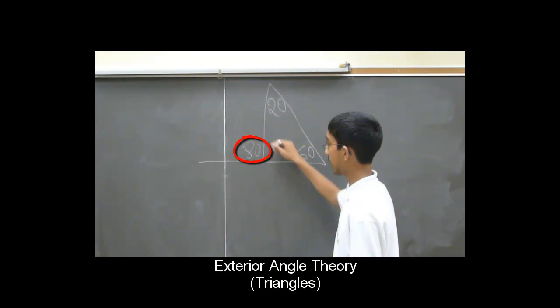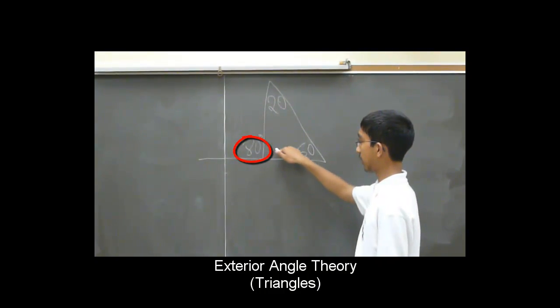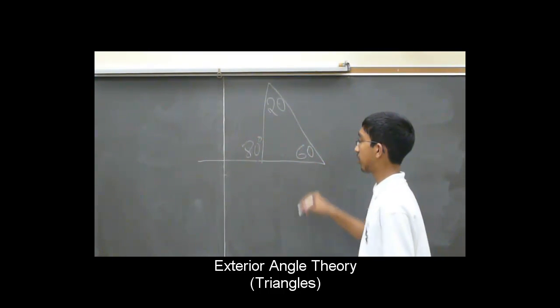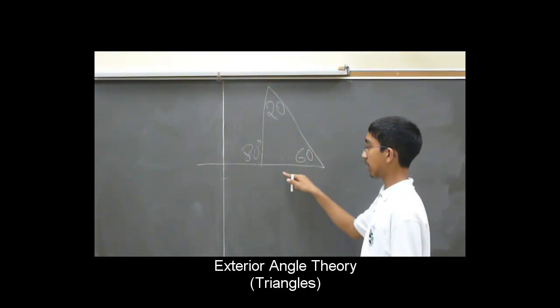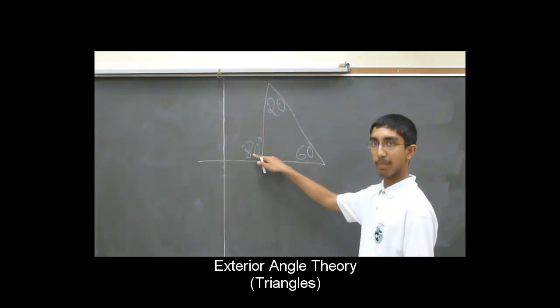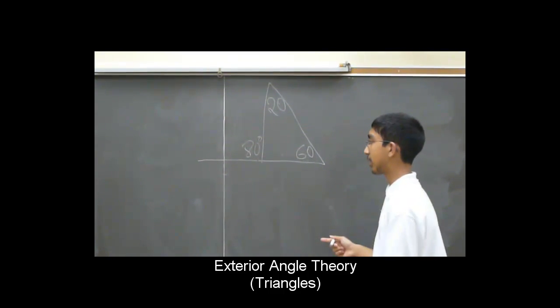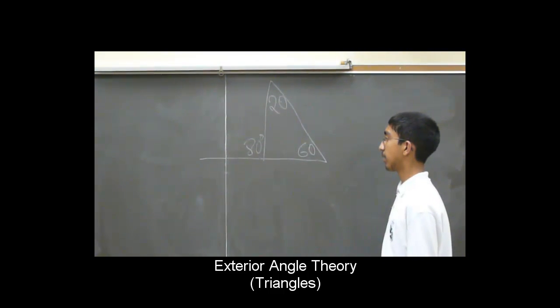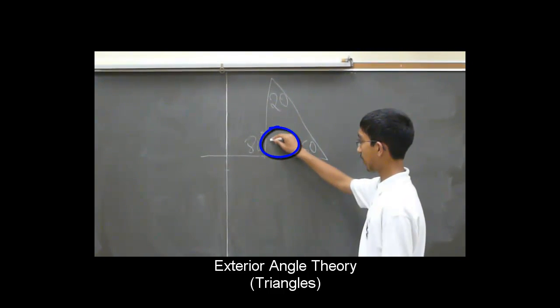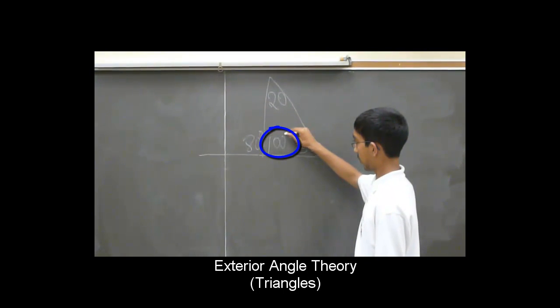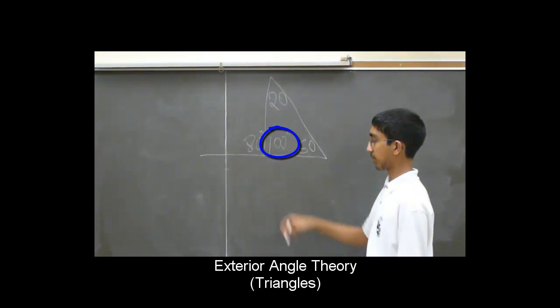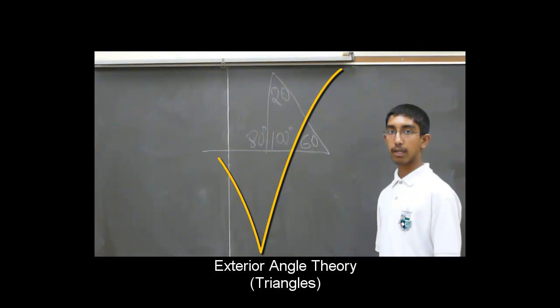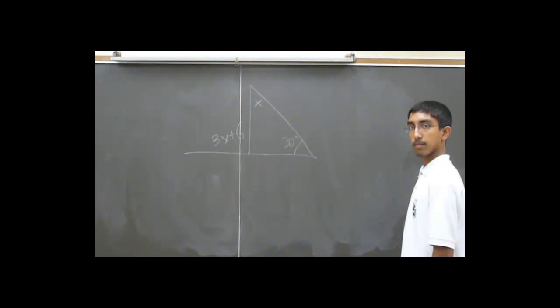Now let's go one step further and calculate this interior angle. Now there are two ways of doing it. One is by subtracting 80 from 180, or you can subtract from 180 by using these two angles as bases. So either way, you will get 100 degrees for this angle. This is how to calculate exterior angles of a triangle.